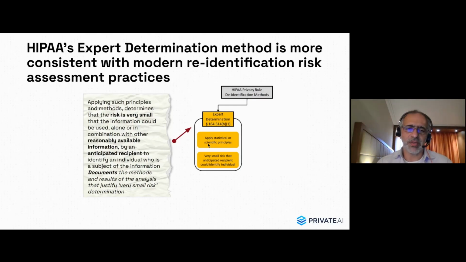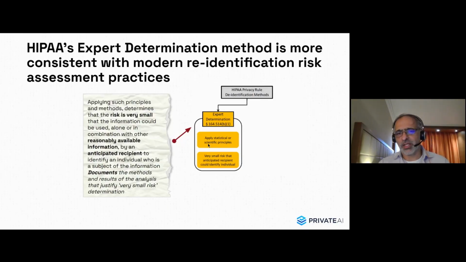And it's by an anticipated recipient. And this is really, really important because you're evaluating the risk of re-identification from the perspective of the anticipated recipient, not from the perspective of any third party. This is in contrast to other regulations and other guidance from different jurisdictions where they don't make that clarification. You're evaluating the risk from the perspective of the anticipated recipient, and that results in very, very big challenges in doing a risk assessment. So HIPAA is really good in that regard. And then you have to document your methods and results.